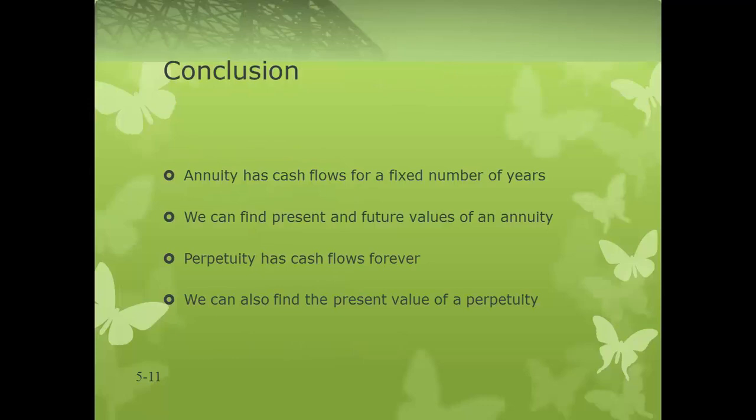Conclusion. We've seen that an annuity has cash flows for a fixed number of years. So the cash flows in an annuity end at some time. We can find present and future values of an annuity. Perpetuity has cash flows forever. We can also find the present value of a perpetuity. It's C over R, the coupon or the cash flow divided by the rate of interest in decimals.